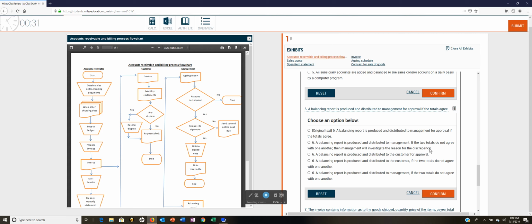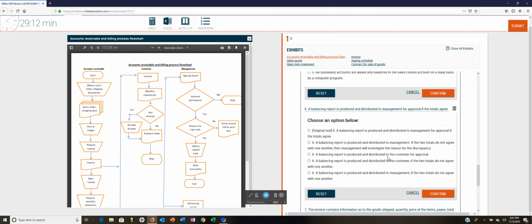If the subsidiary ledgers, and that's what we're comparing, the total of the subsidiary ledgers to the control account, the control AR account, don't match, you definitely need to investigate that. You would be less inclined to investigate it if the totals agree. So it looks like that's the answer. Let's look at the next option.